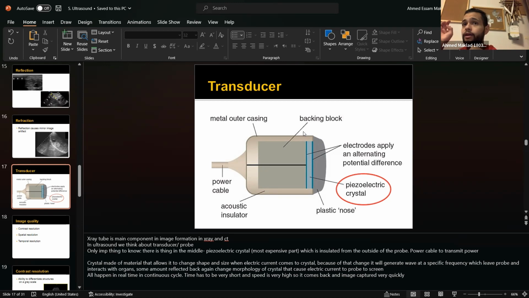When they are reflected back, they hit what? The piezoelectric crystal. And as I said, when the sound waves hit the piezoelectric crystal, they make it vibrate again, and when it vibrates, it gives you electricity. This electricity is taken to a computer, and the computer reads this electricity as an image. Was that clear?